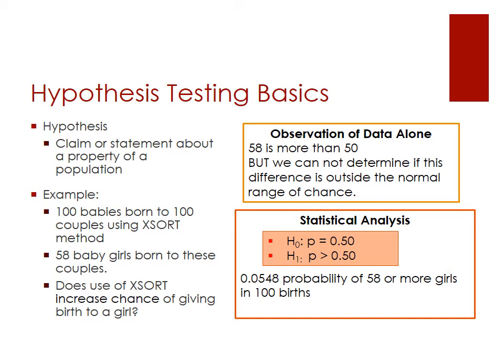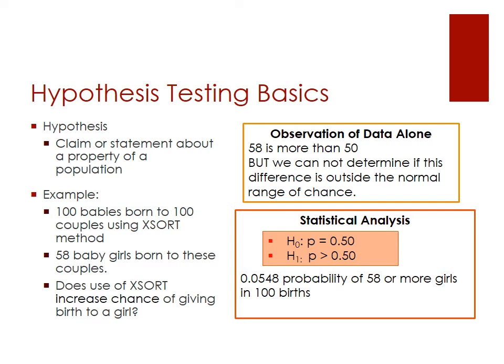Now let's take a moment and look at why we're bothering with our statistical analyses here. So we could say, looking at the observation of just the data alone, well, 58 is more girls than just 50, so does that show that it works? However, what we can't determine from this raw data alone is if this difference is outside the normal range of chance, right? There's always a certain amount of variation around any particular value. So is 58 far enough away from 50 to say that that is exceptional and not likely due to just chance alone, with just the normal variation in the population? To be able to do that, we have to do our statistical analysis problem as we have laid out here.